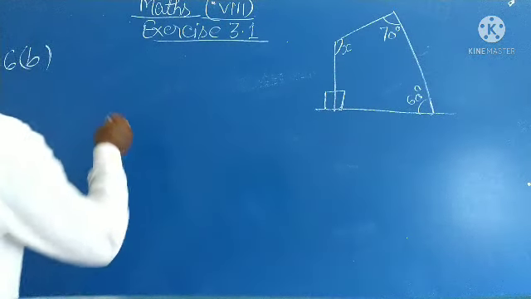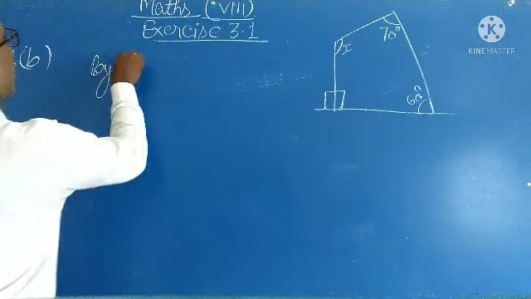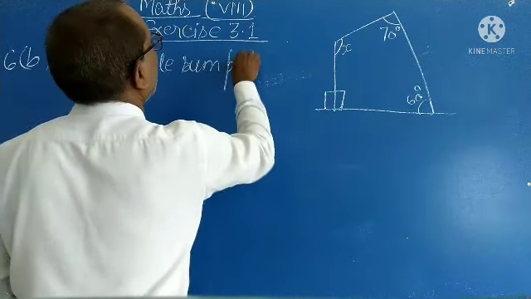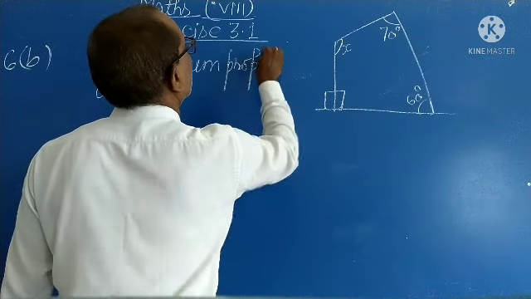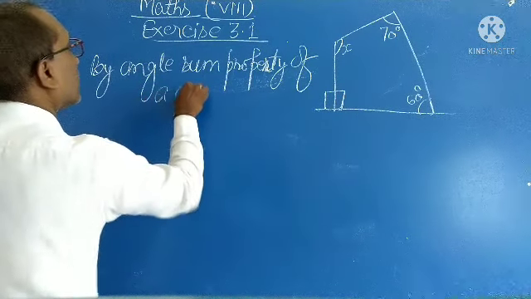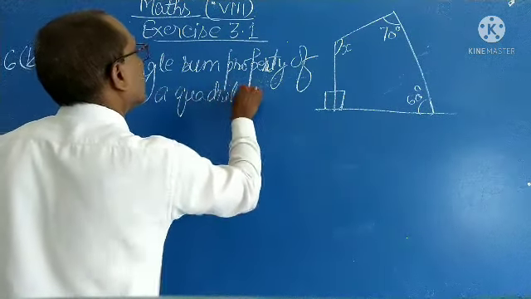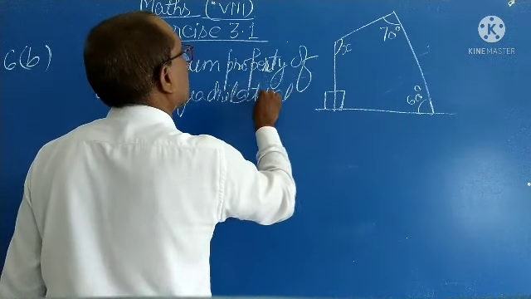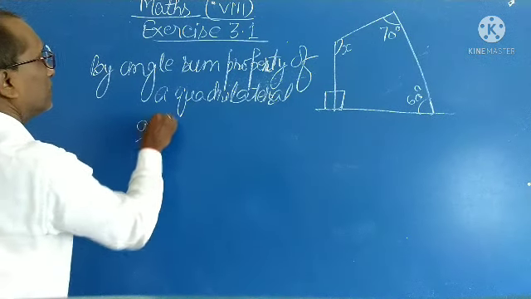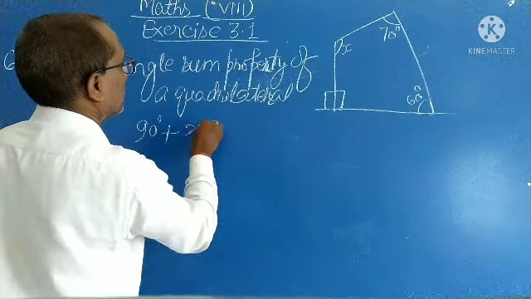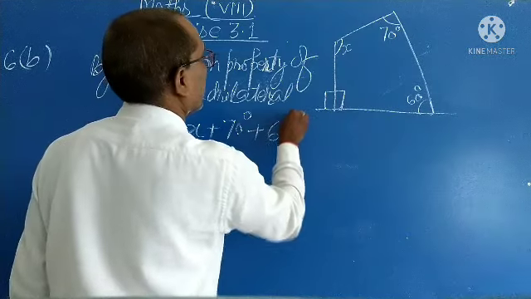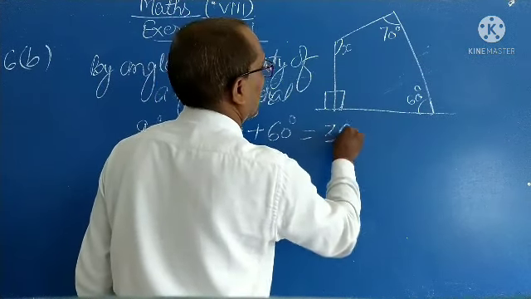Then you write down by angle sum property of a quadrilateral: 90 degree plus X plus 70 degree plus 60 degree is equal to 360 degree.